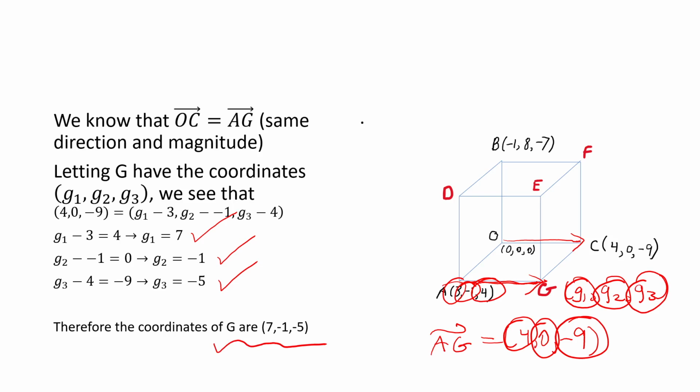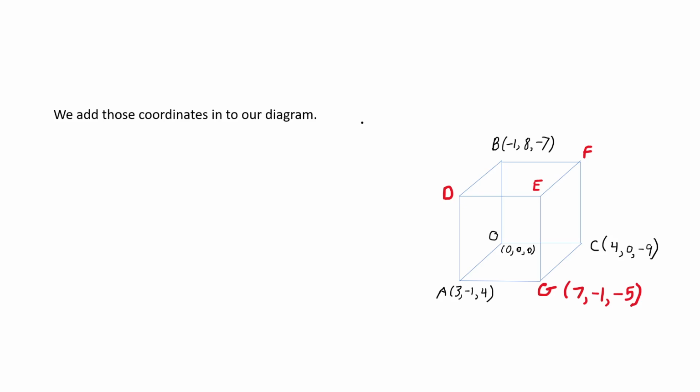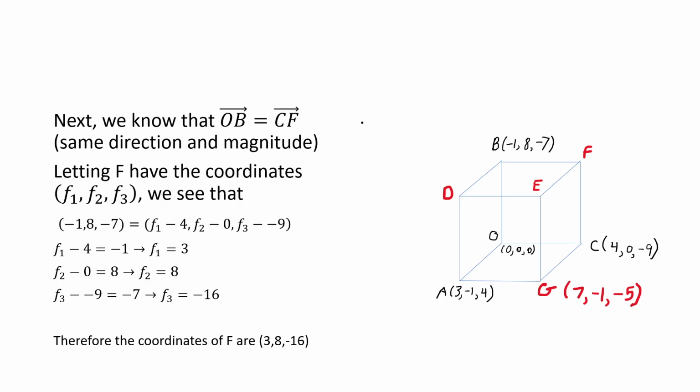Now you might be curious, how did we know to go this way and compare it to this side rather than going this way and comparing it to this vector over here? And the answer is we would have got the same answer no matter what. That's what's pretty cool about a parallelepiped. So we'll add those coordinates in.